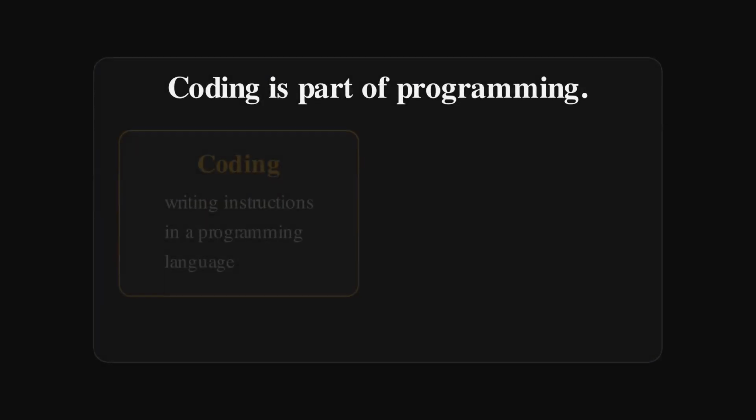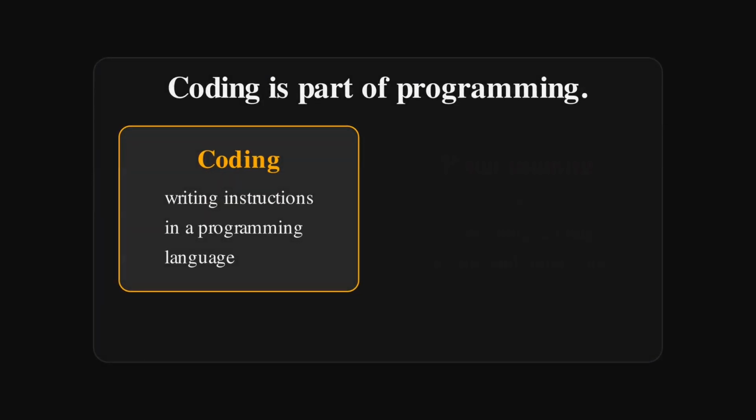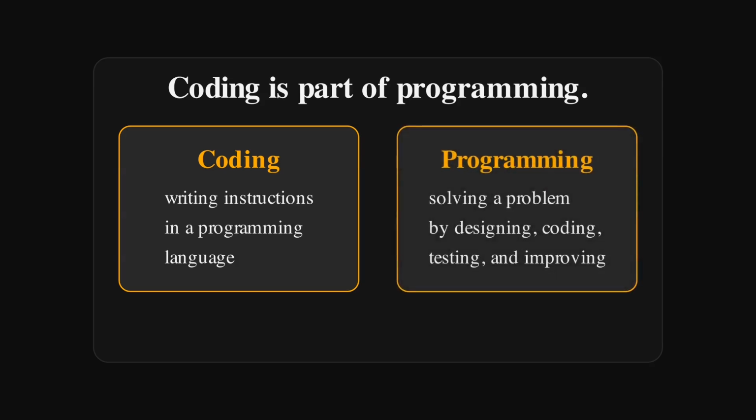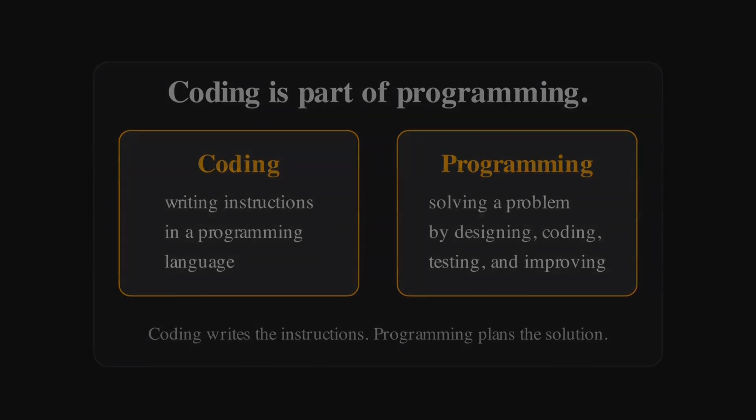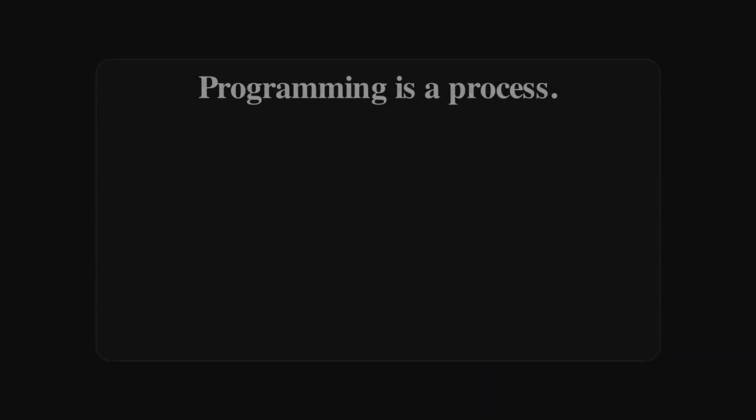Coding is writing instructions in a programming language. Programming is bigger than coding. Programming means solving a problem by designing, coding, testing, debugging, and improving a solution. So coding is part of programming, but programming is the full thinking process.